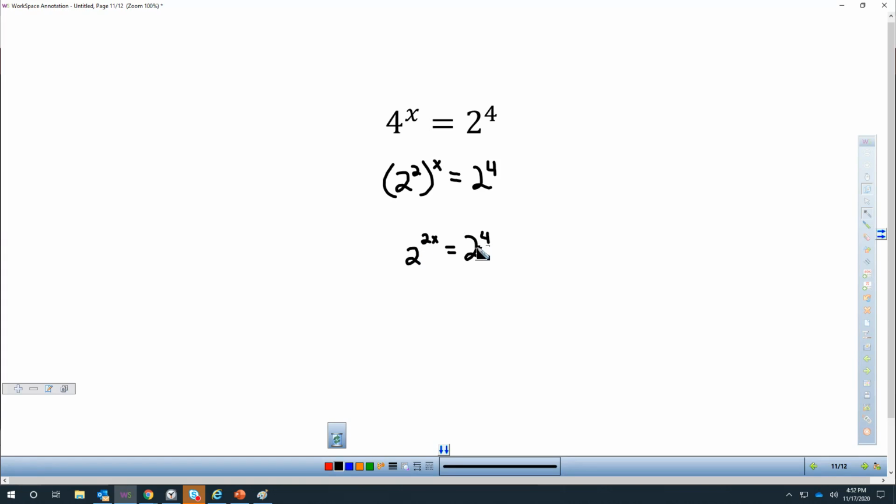And now my bases are the same, and so I can just say 2x equals 4, because if the bases are the same, then the exponents have to be the same if the two things are equal. So solving this for x, I get that x equals 2, which works because 4 squared is 16, and 2 to the 4th power is also 16.